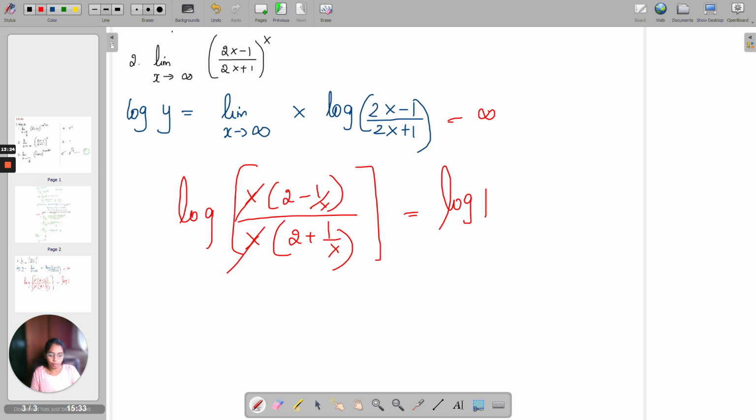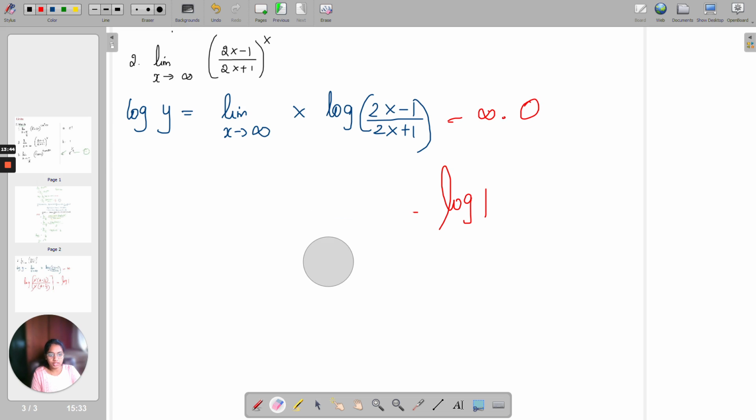Even in the denominator, 1 divided by infinity is again 0. You would get 2 divided by 2. So that is why you would get log 1. Now what is log 1? Log 1 is 0, right? So again, this is an indeterminate form. Okay, so since it is infinity into 0, let me take this x to the denominator.